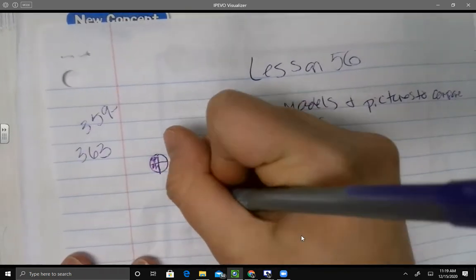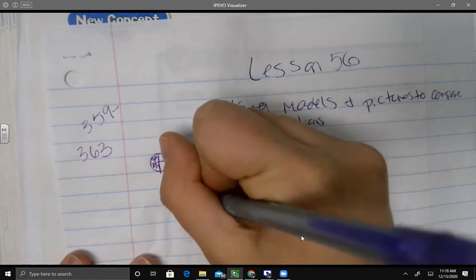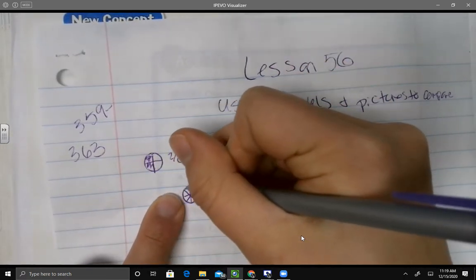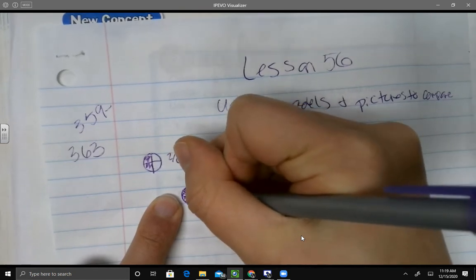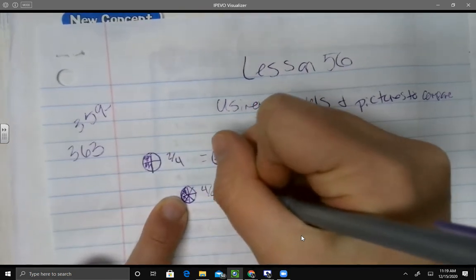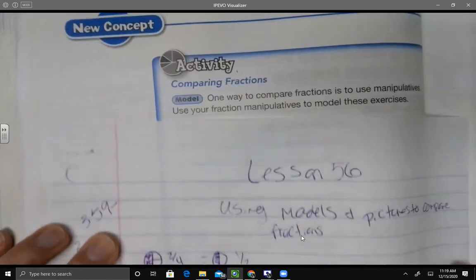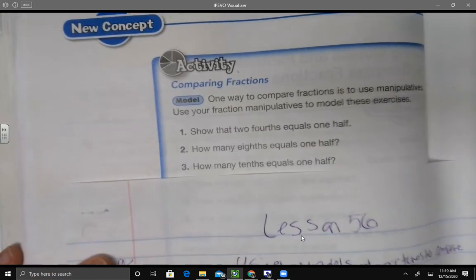How many eighths are in 1/2? So we could draw a circle. We split it into 8 pieces. And so this would be half. So 1, 2, 3, 4. So 4/8 equals 1/2. If you notice, 4 is actually half of 8. If you took 8 and cut it in half, you would get 4.